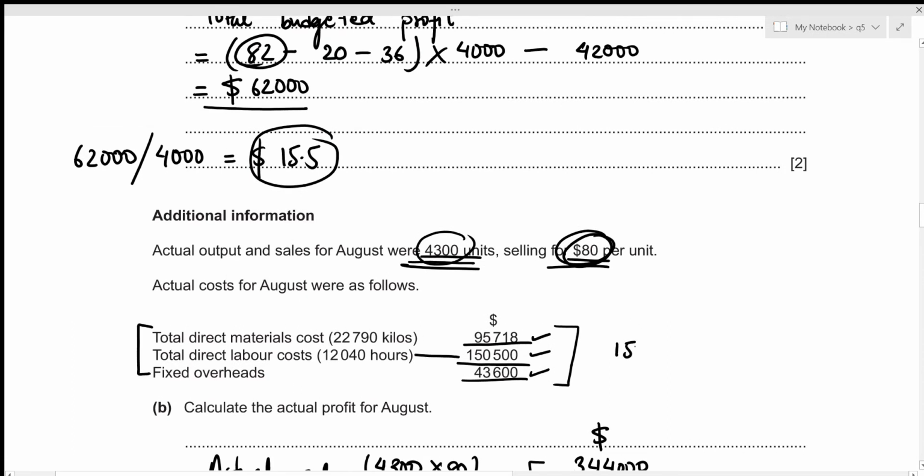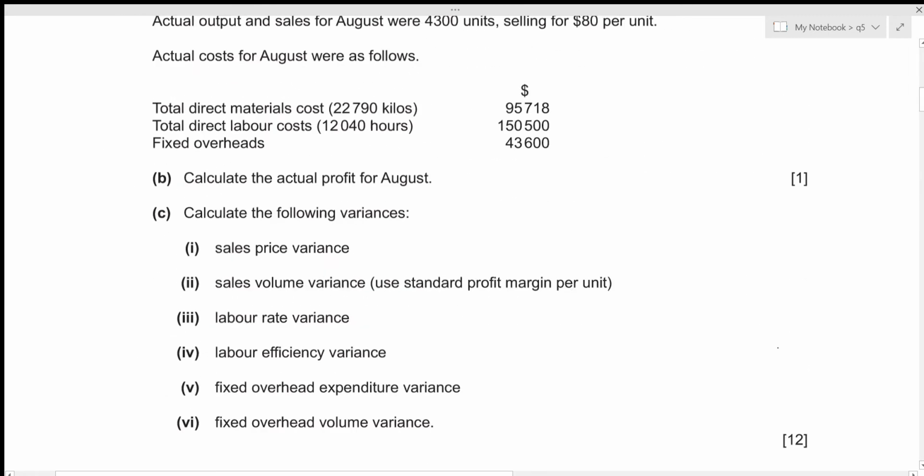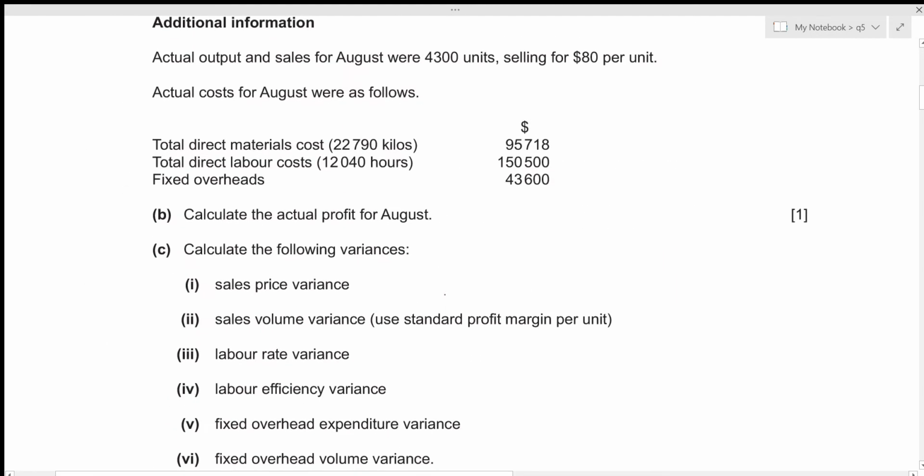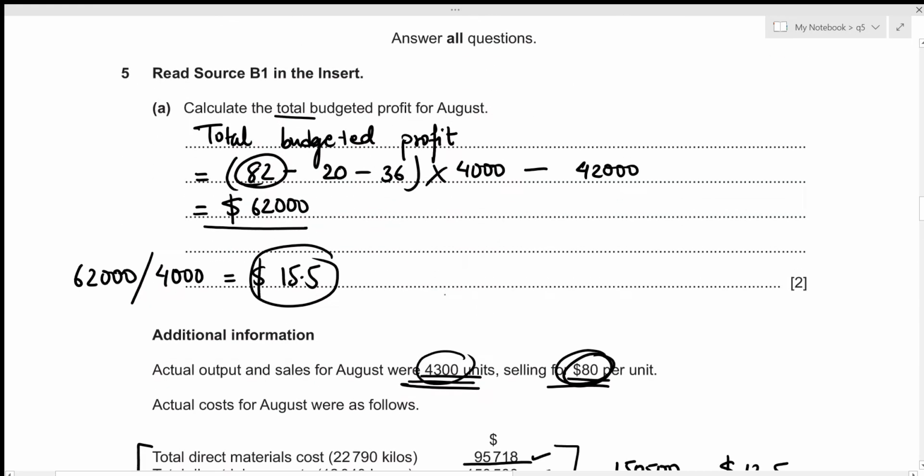So let's figure out our per unit. That's going to be 150,500, which is the total direct labor cost, divided by the total number of direct labor hours. So that's 12,040 hours given right here. And this will give our direct labor per hour to be 150,500 divided by 12,040, which results in the value of 12.5. Okay, then let's have a look at our budgeted information. We can see that the direct labor rate per hour is given to be 12. So clearly the actual rate is higher than the budgeted. So we will be subtracting the budgeted rate from our actual rate.